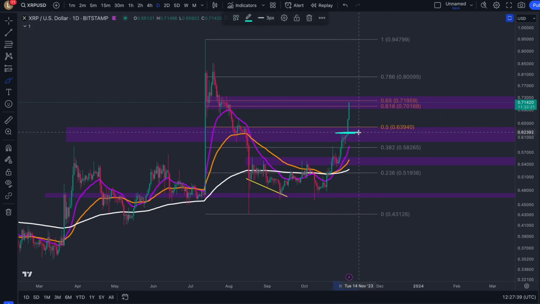Very nice. Let me know if you took any of these trades. I know that we were already up here, but we said that once this level is breached, it's a nice run up to 70 cents. So hopefully you guys took that trade.